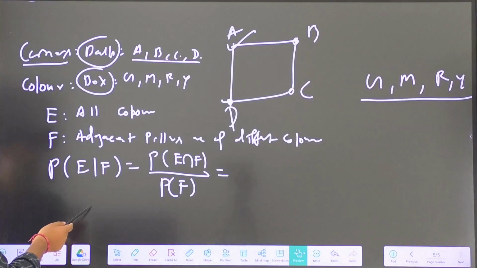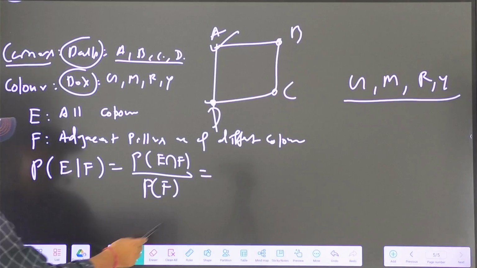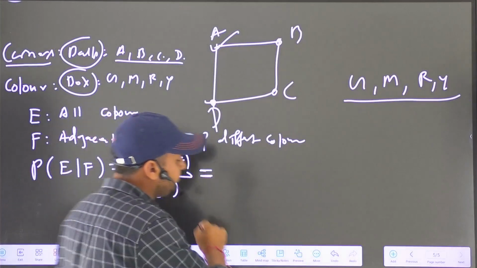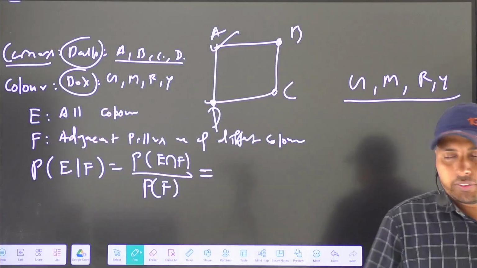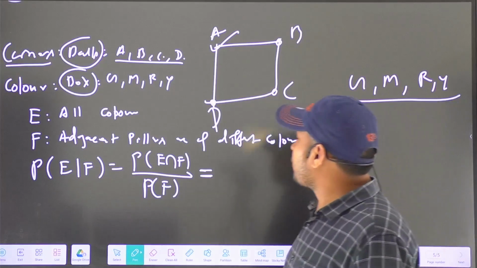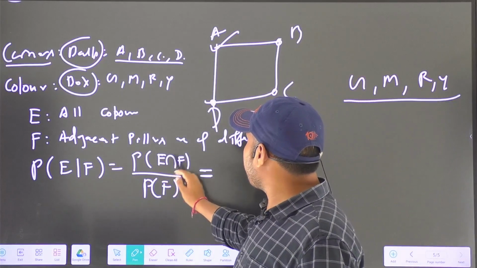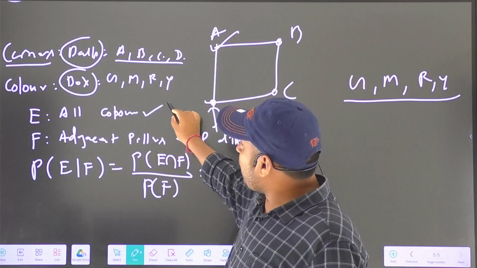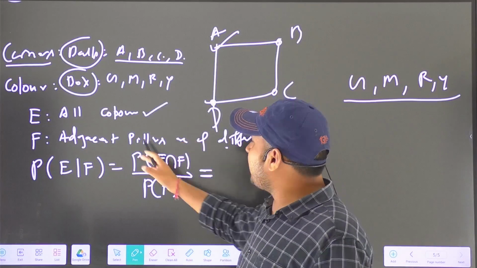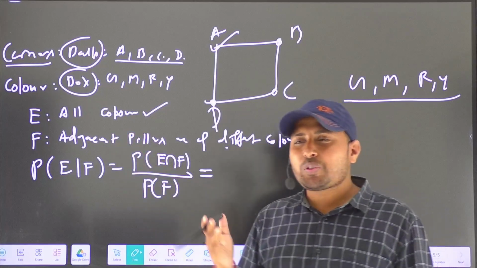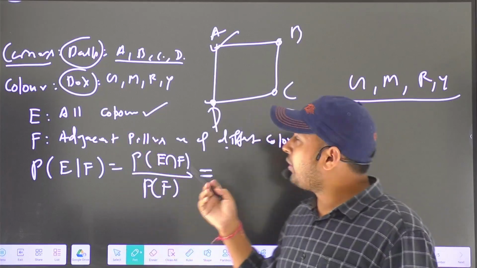Now, the probability of E intersection F means what? They used all colors. So it means 4 colors are used to paint 4 what?